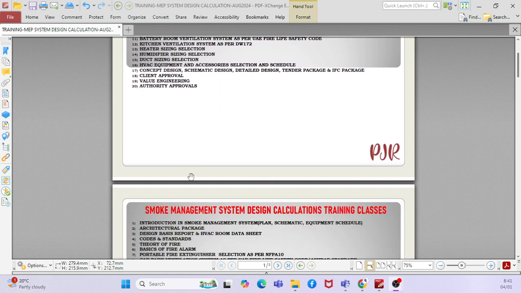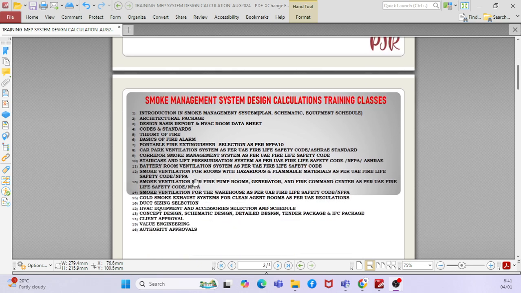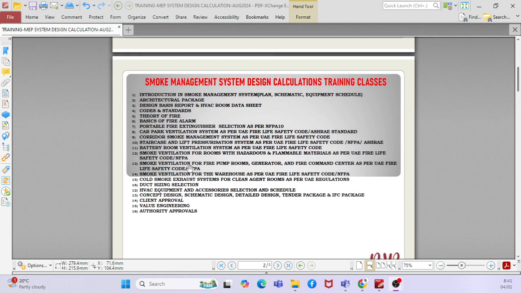If you go further down, when you approach the civil defense, in UAE civil defense, you will be doing the smoke management for the building, to protect it from fire. When there is a fire, or a sprinkler action, a lot of smoke comes from the fire, and that has to be taken out from the building. So we will go through the theory of fire, basics of fire alarm, then the portable fire extinguisher selections. Then the car park ventilation calculation, corridor smoke management calculation.